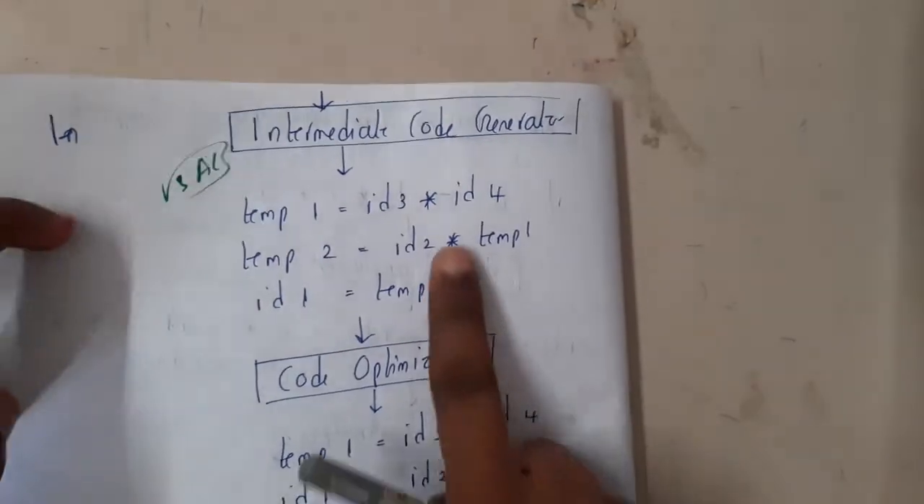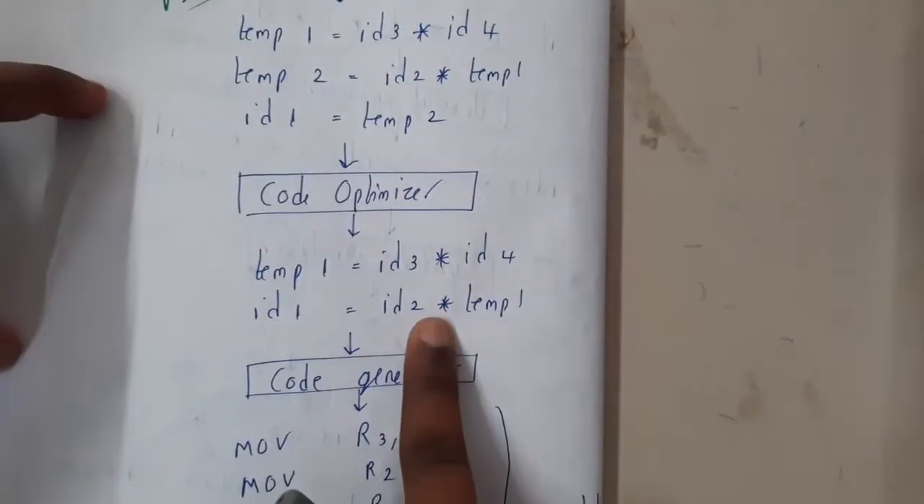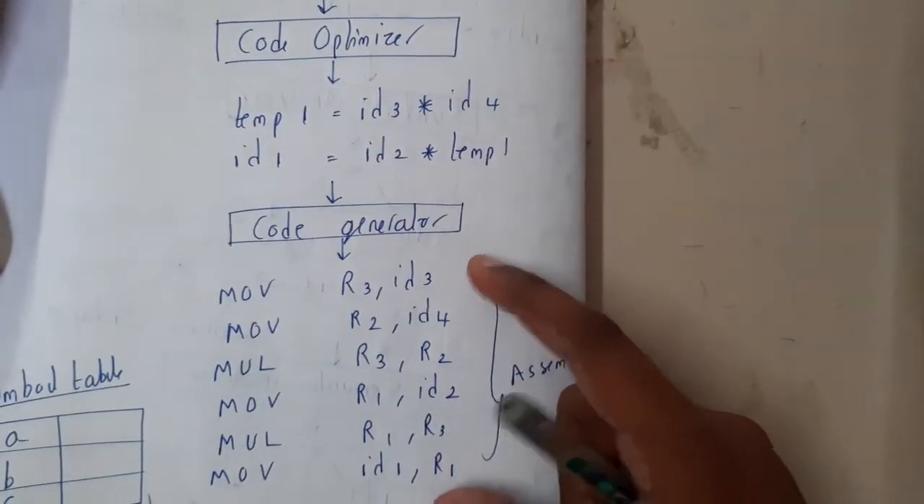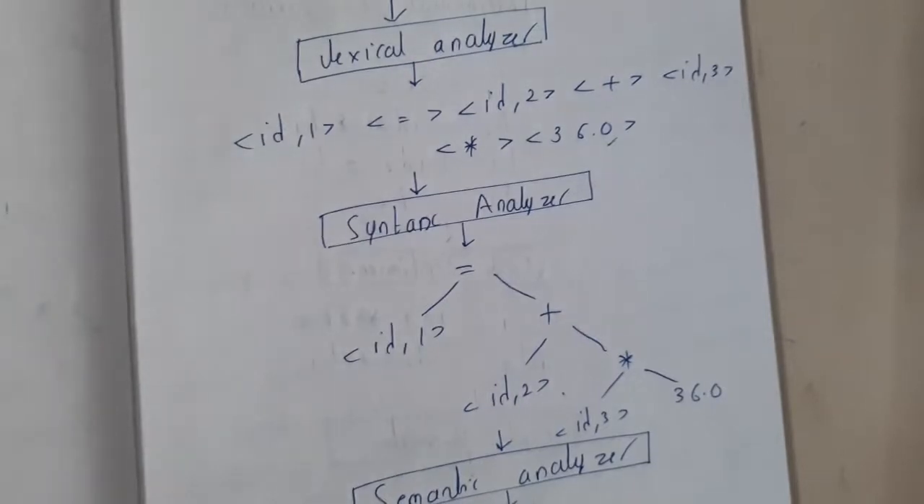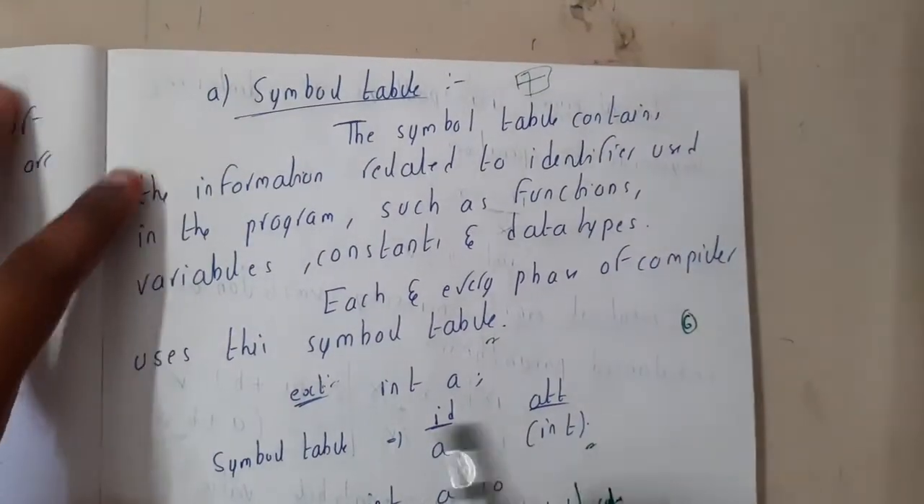So now once the intermediate code is generated, you will compress it. So this last statement can be written here itself. So we have compressed it. After that, we converted it into generated code, that is nothing but our assembly language, right? Okay, so once we got that assembly level language, now let us go through the symbol table.